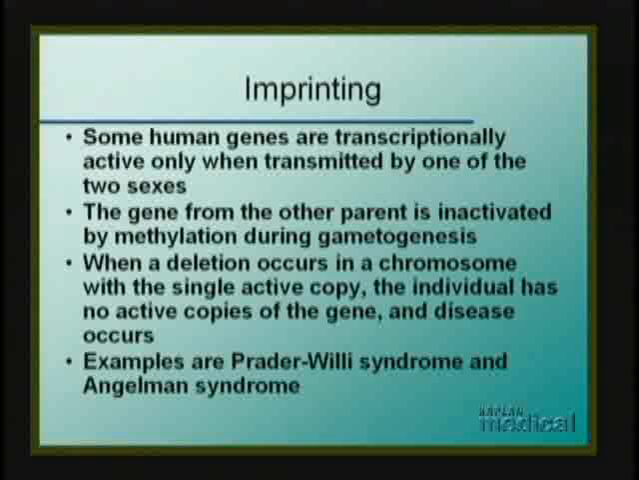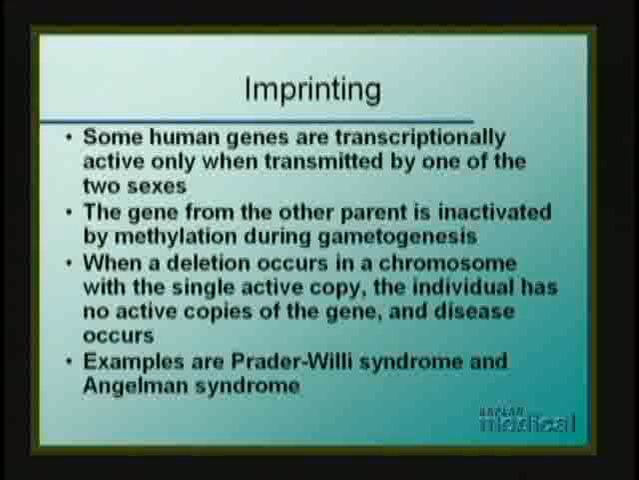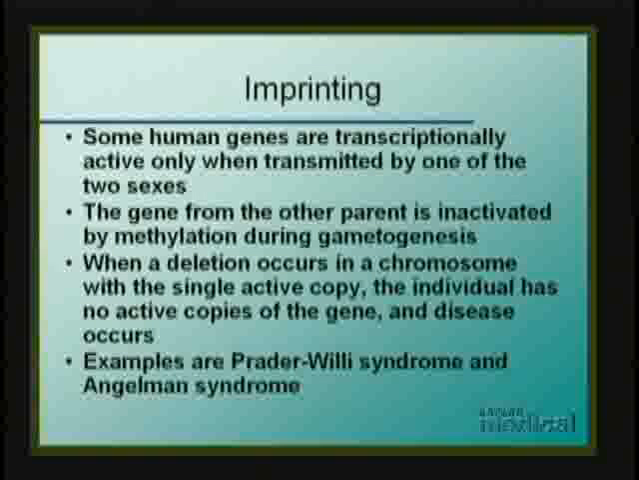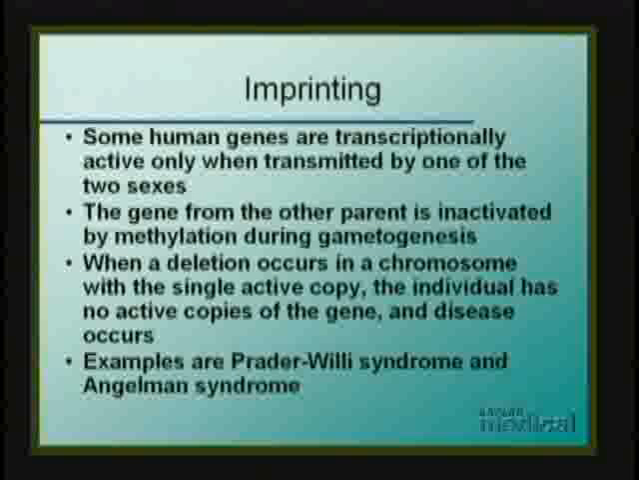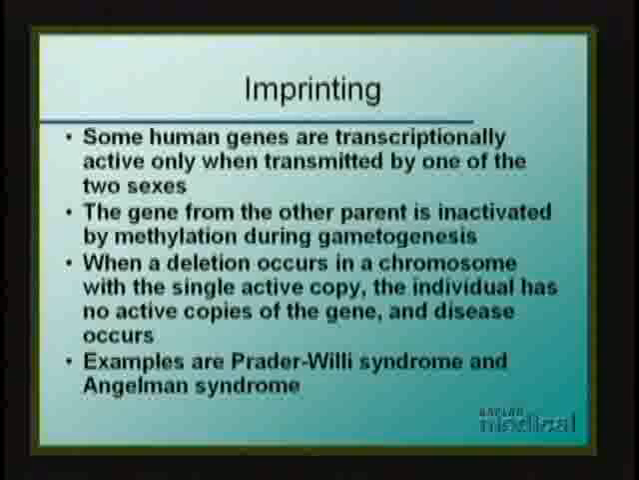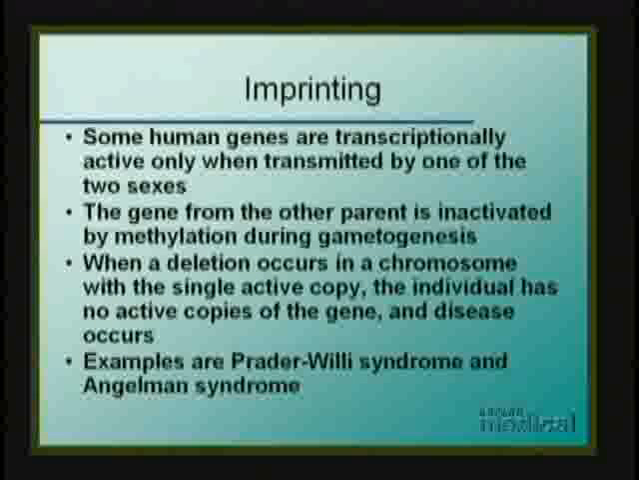The last complication in this chapter is a complication called imprinting. It's also known as genetic imprinting or genomic imprinting. Genetic imprinting is a situation in which we have certain genes that are only active when they are inherited from one or the other parent. That is, we have certain genes that are only active when they are inherited from the father, and other genes that are only active when inherited from the mother.